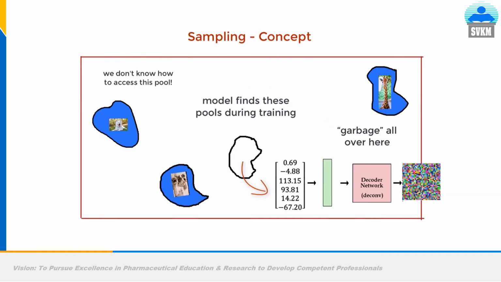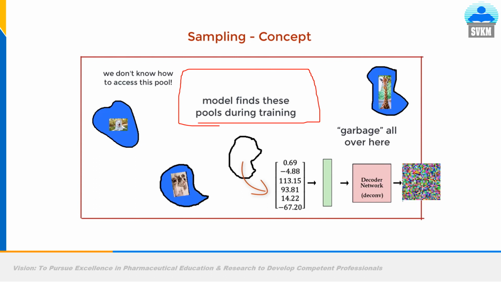So we don't know how to access this pool. The model finds these pools during training only. During training, the encoder sets the latent space in such a manner that similar data points, based on their standard deviation vector and their mean vector, are kept in close proximity. And now when you pick one sample, you will get the right image.